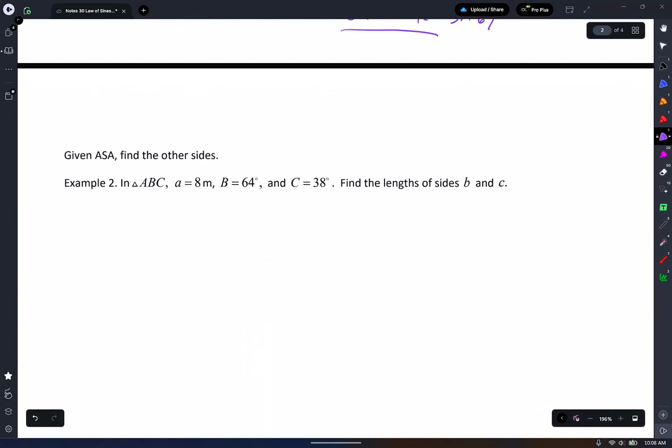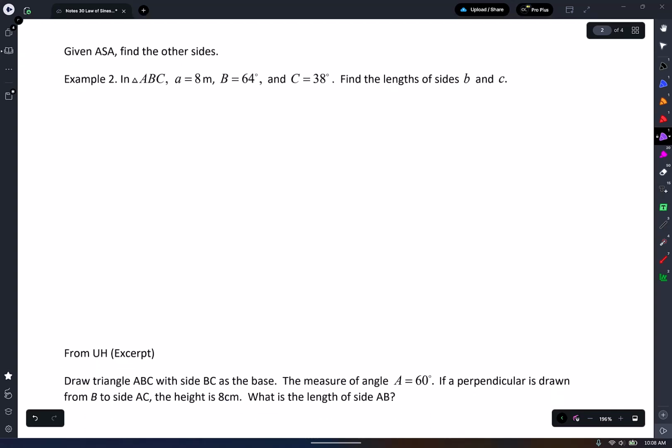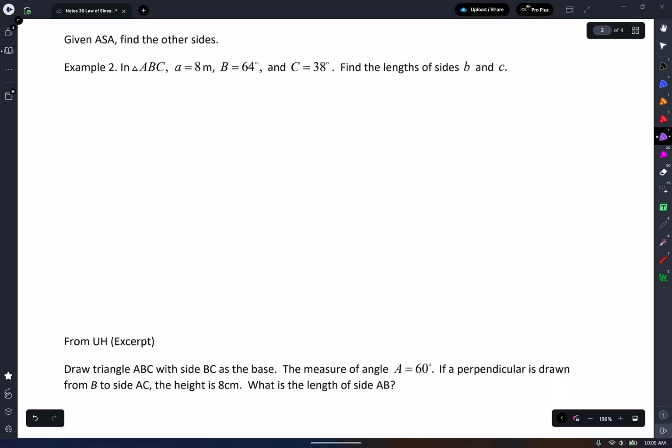Perfect. I accidentally made the same angles here. It's the same process. Do you guys want me to do this one just to get more practice, or no? So you guys are okay? Are you sure? All right, let's keep going.